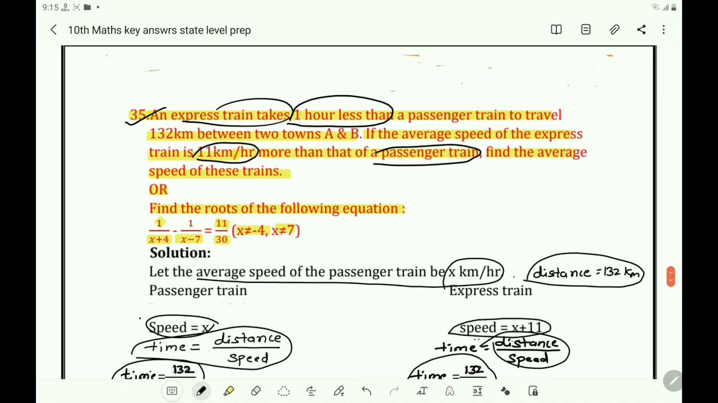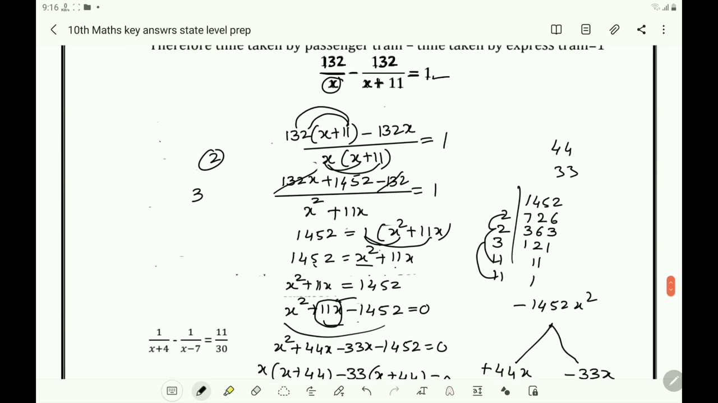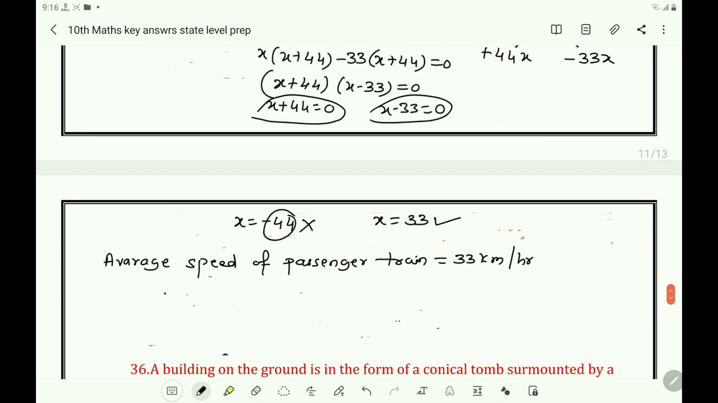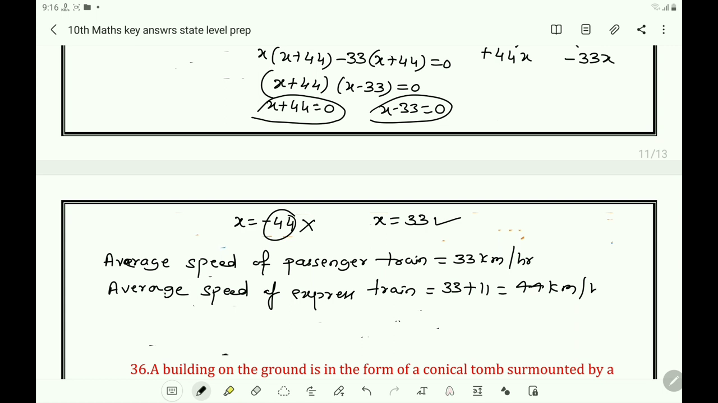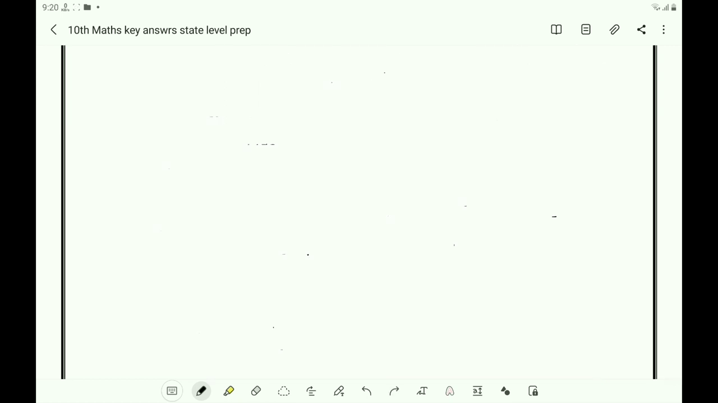Here what is asked? Find the average speed of these trains. Then what is the speed of the express train? Average speed of express train equals 33, how much more? 11, that becomes 44 kilometer per hour. That is the answer. Now you take the next question, write that question.